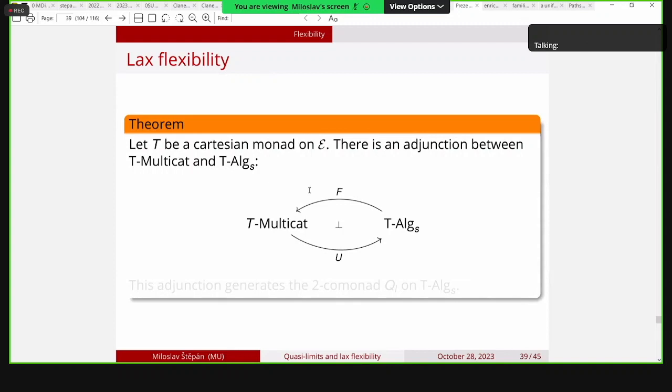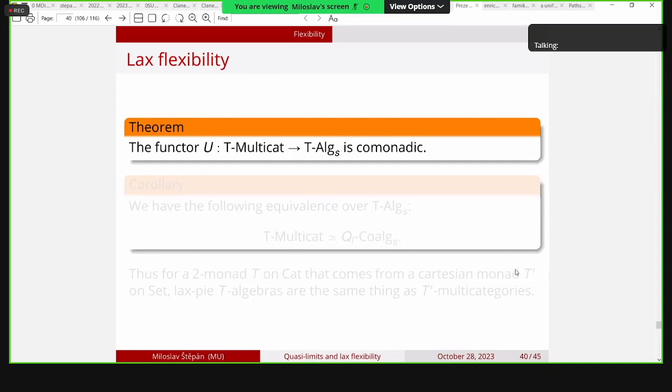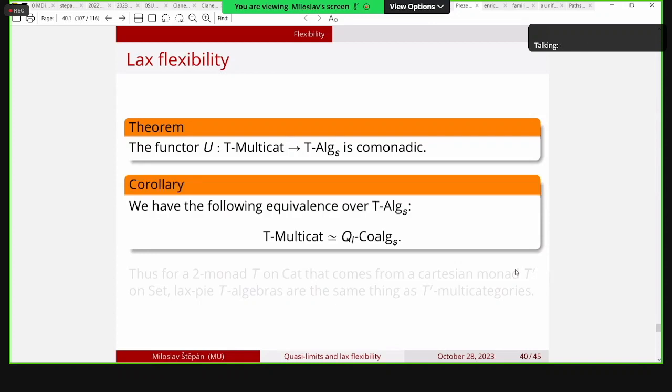Now, there is this theorem that was already mentioned today, at least its specific form. So there is this adjunction. If you have a Cartesian monad, you can consider T multi-categories, which are generalized multi-categories. I do not have time to delve into details, but the point is you can consider an adjunction between T multi-categories and strict algebras. So there's an adjunction like this. And actually this adjunction generates the lax morphism classifier comonad on strict algebras. Now you can actually prove that this two-functor U is comonadic, from which it follows that T multi-categories are equivalent to QL coalgebras.